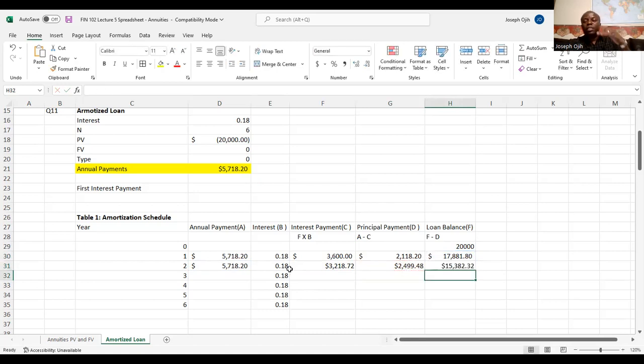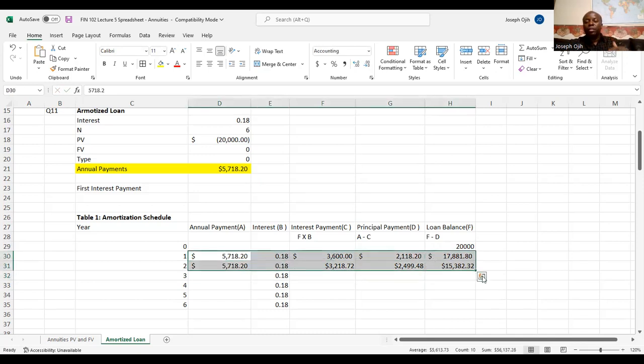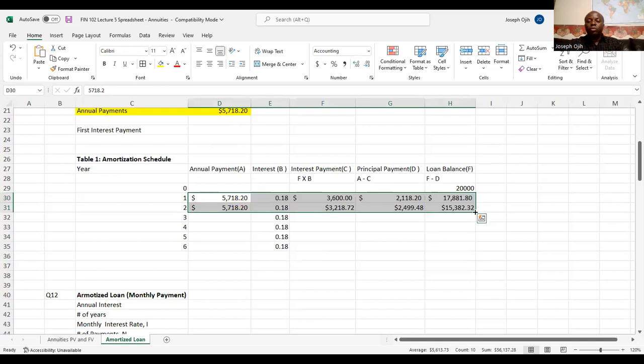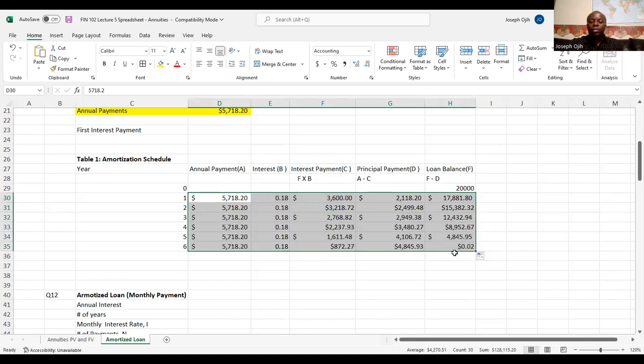So once you have done the first and second part, to save time, you highlight all of this and then drag it down. It will calculate the whole thing for you, and that will give you the balance. See, over the years, as you are paying it, you can see that the amount is declining.